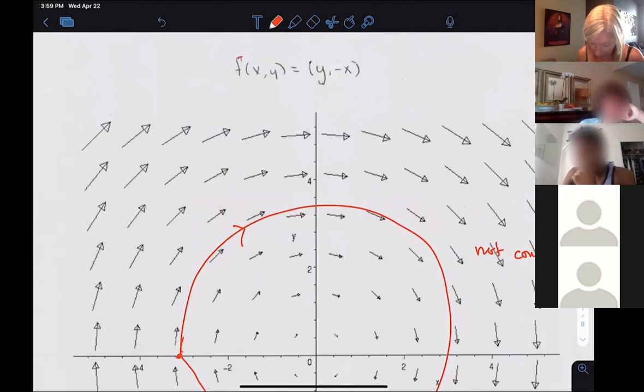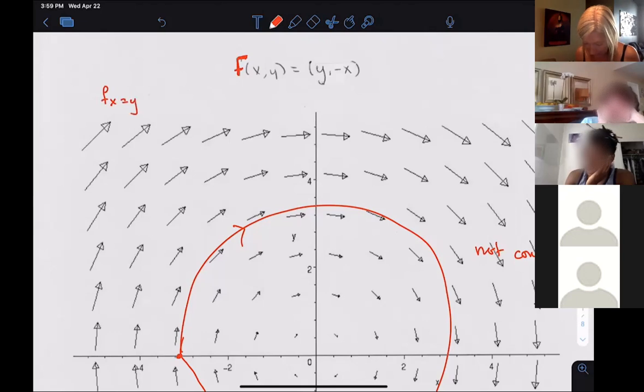So this should have been a capital F. My notes are a little bit old, and we had different notation in a different class I taught. But if I wanted to find a potential function, I would need this property. I would need some potential function, little f sub x would have to be y, and little f sub y would have to be negative x. Remember doing these yesterday or whatever?